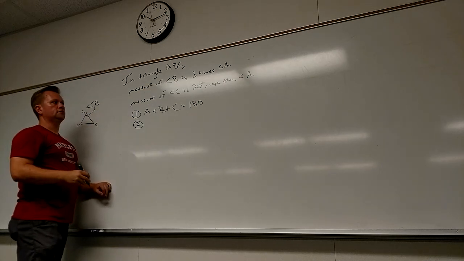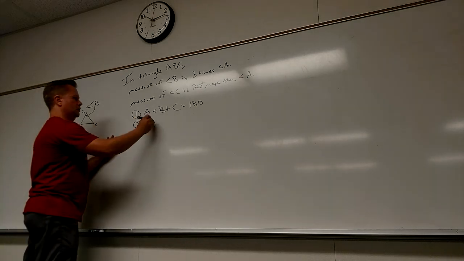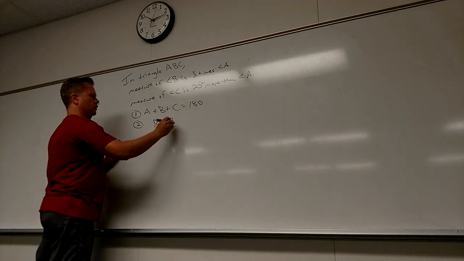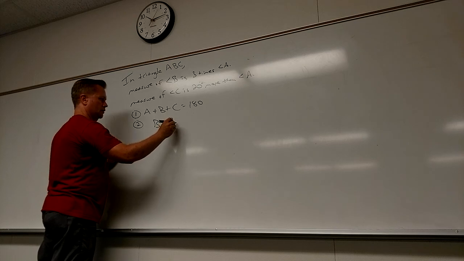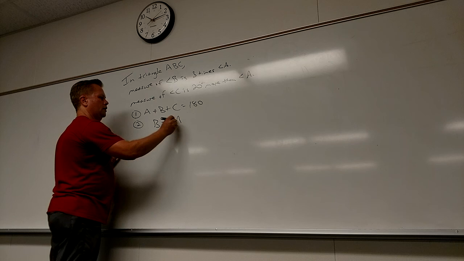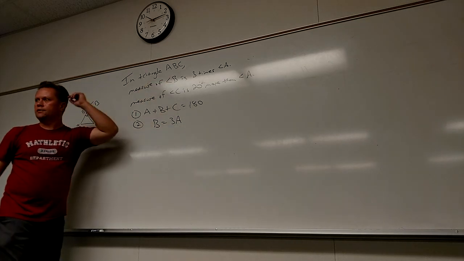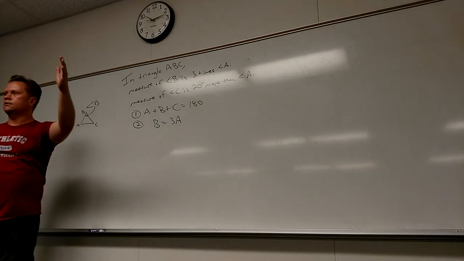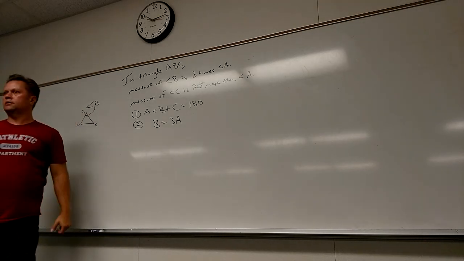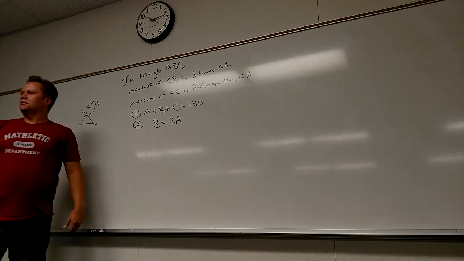Angle B is 3 times angle A. So B equals 3A. That's exactly what it says, right? Right in your face. Of course, this is number 5, so don't get too excited. It's the early one, so it should be easy.